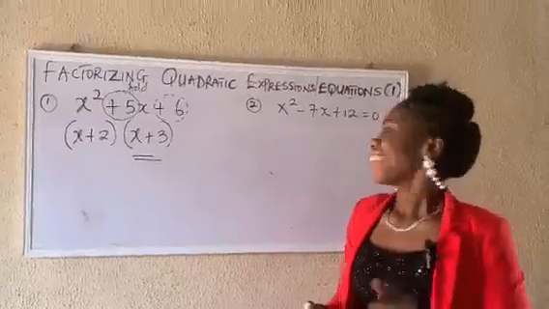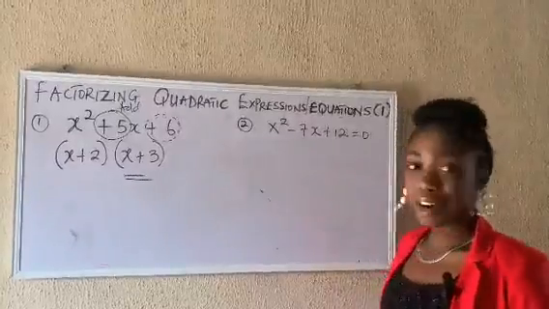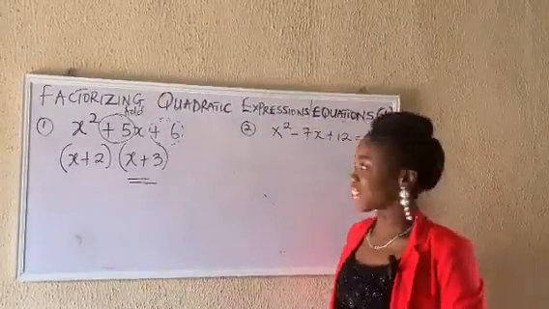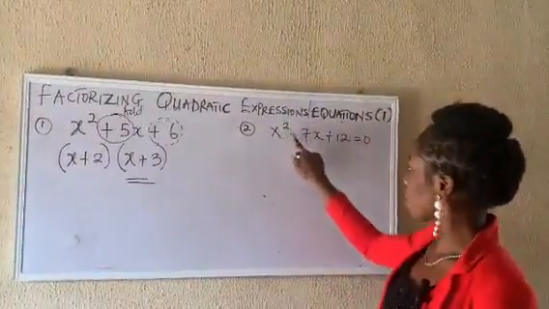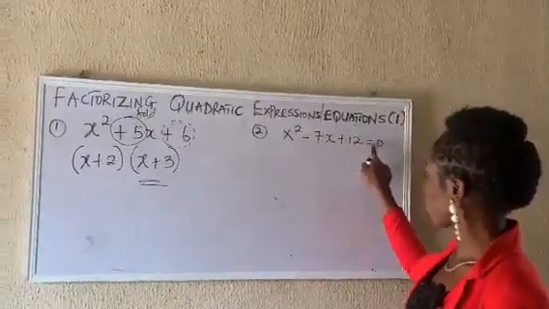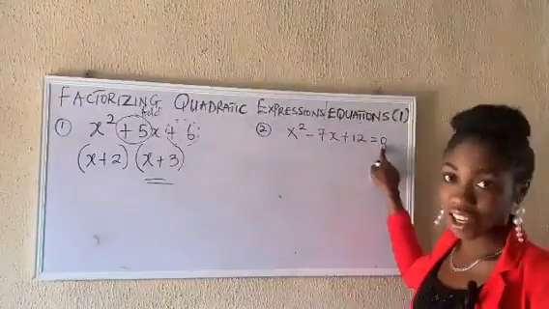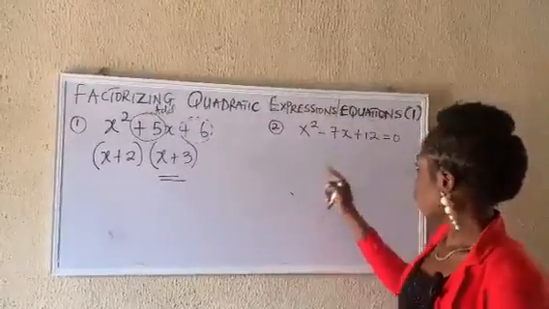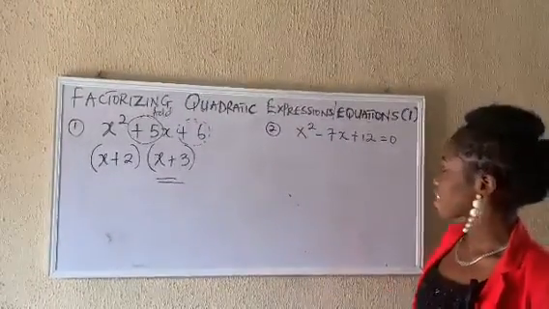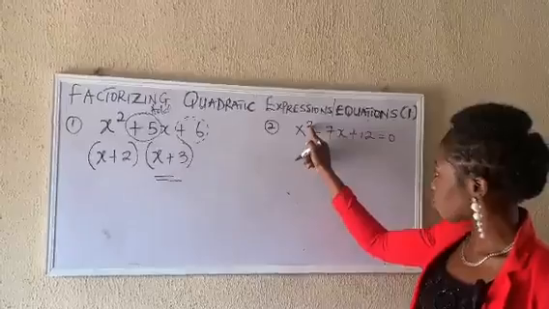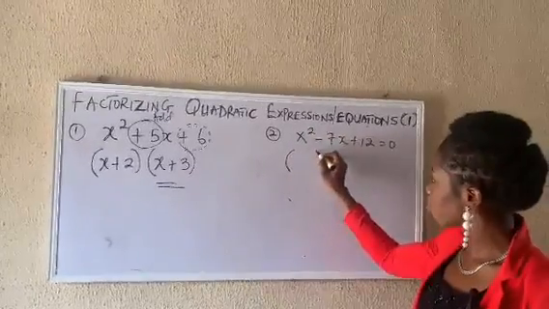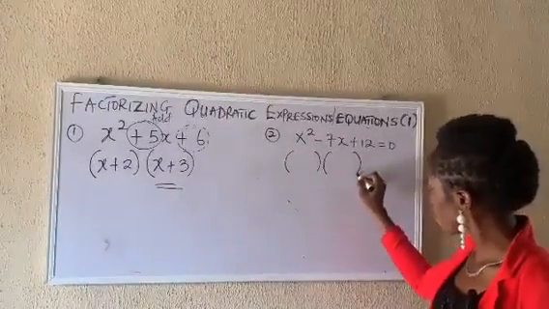Okay, let's look at example 2. I hope example 1 was well understood. For example 2, this is x squared minus 7x plus 12 equal to 0. This is an equation. So what do we do here? Remember the same thing we did in the first example. This is x raised to power 2. So we're going to have 2 brackets for this.